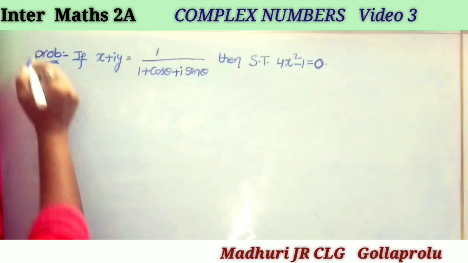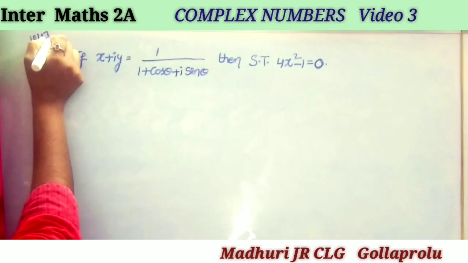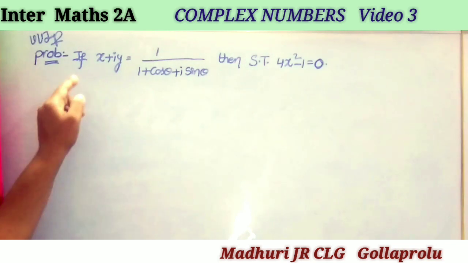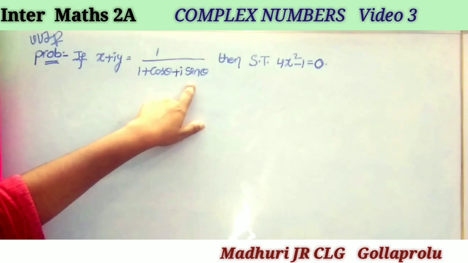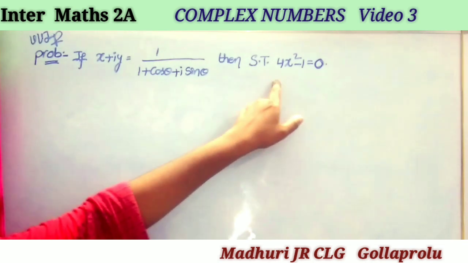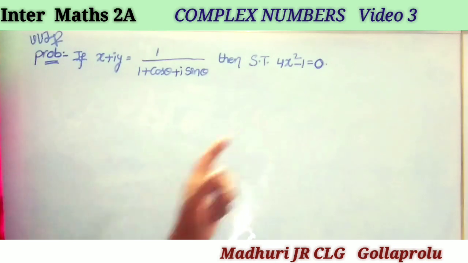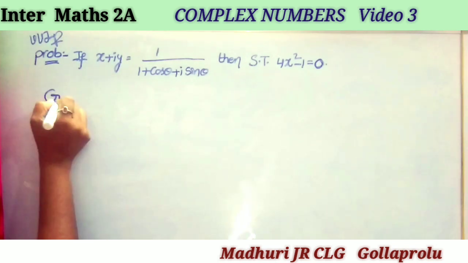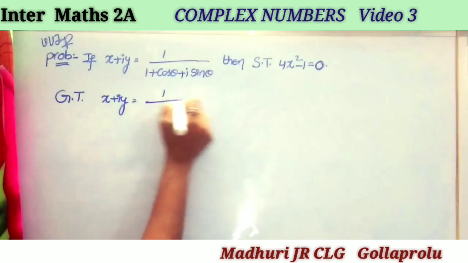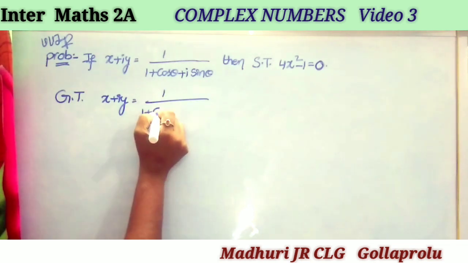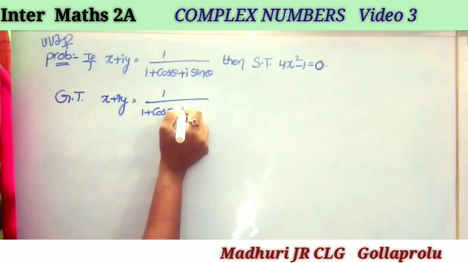Next question. The most important 4 marks problem. This is very important, sir. The question is, if x plus iy is equal to 1 by 1 plus cos theta plus i sin theta, then show that 4x square minus 1 is equal to 0. So this is the given question. First I write the given data. Given that x plus iy is equal to 1 by 1 plus cos theta plus i sin theta.